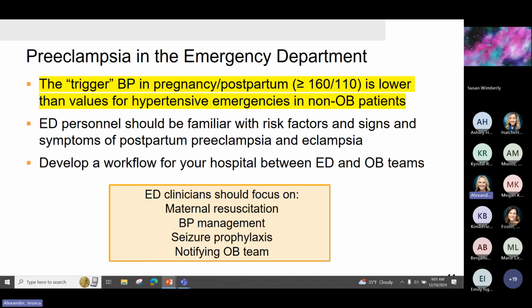Preeclampsia in the emergency department, the trigger blood pressure is the same, but again, this is lower than what most non-OB providers are accustomed to. Education needs to be emphasized on what our blood pressure cutoff is. ED personnel should be familiar with the risk factors, signs, and symptoms of postpartum preeclampsia and eclampsia. Develop a workflow for your hospital between your ED and OB teams. ED clinicians should focus on maternal resuscitation, blood pressure management, seizure prophylaxis, and getting the OB team involved immediately.